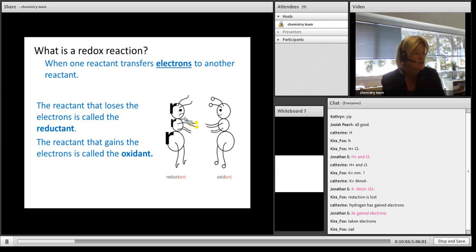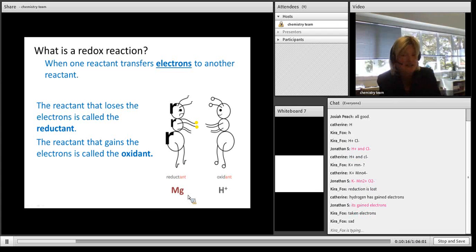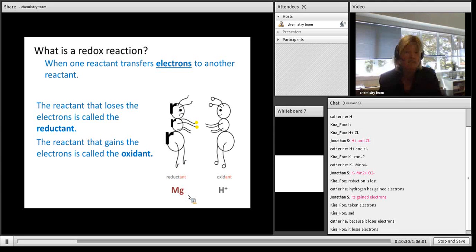Okay, so let's have a look. I meant to ask you this question: which one was the reductant for the previous reaction? And here's the answer. So I'll ask it to you the other way. Why is the magnesium the reductant? Some of you are typing. Okay, because it has lost electrons, it loses electrons. The magnesium, remember, handed over its electrons to form magnesium 2+, so it lost electrons. The hydrogen is the oxidant because it took those electrons, it gained them from the magnesium, so it is the oxidant, the happy ant. Okay, sad ant, happy ant.